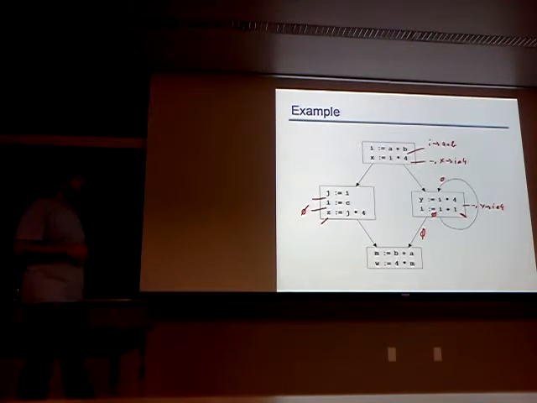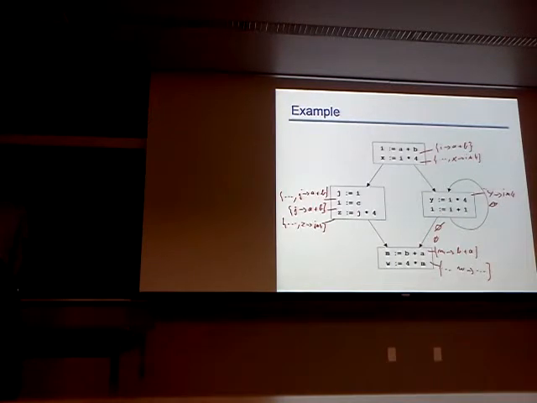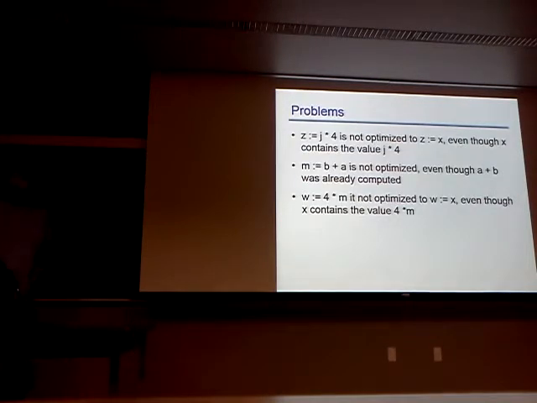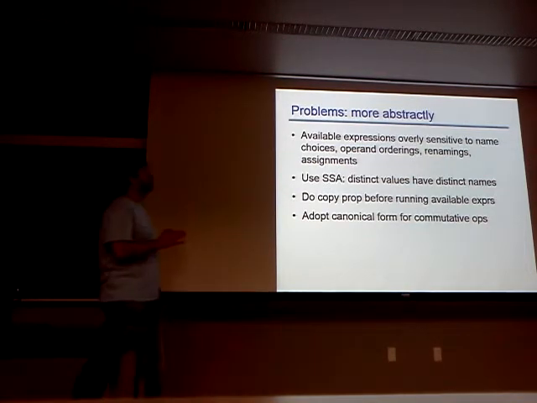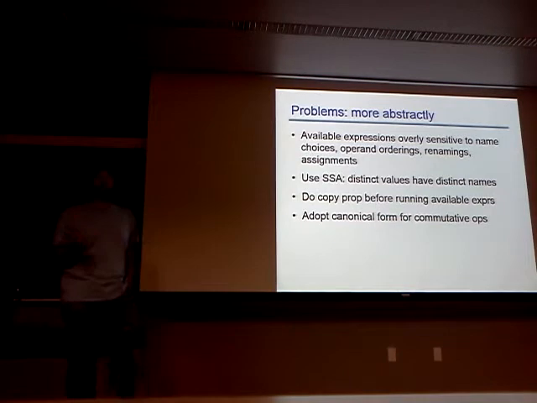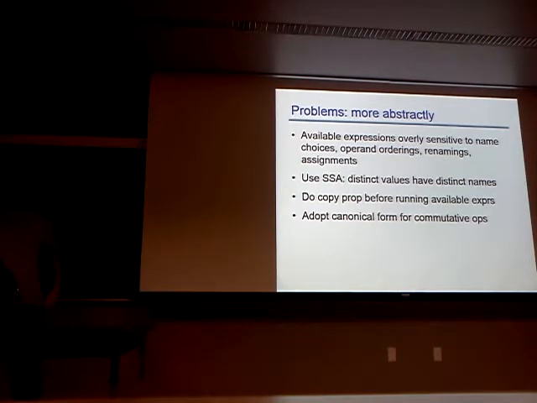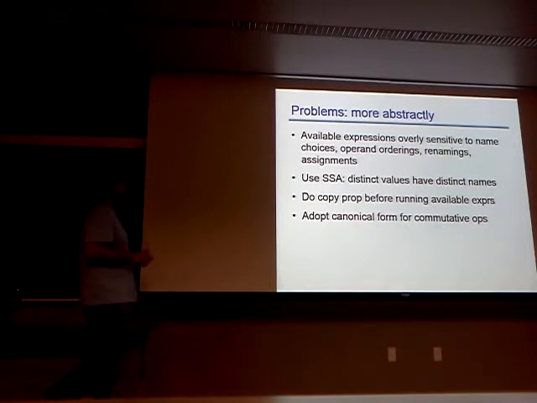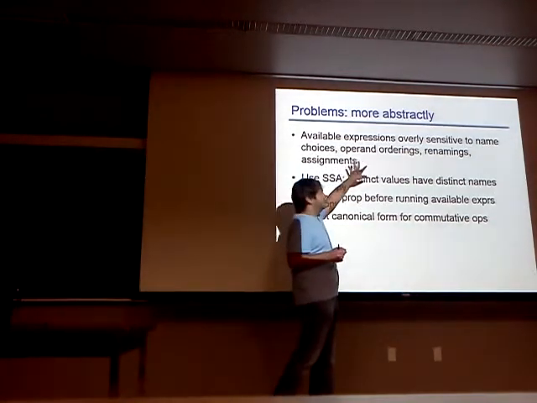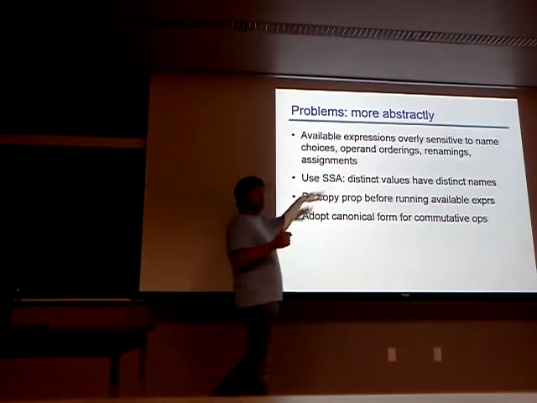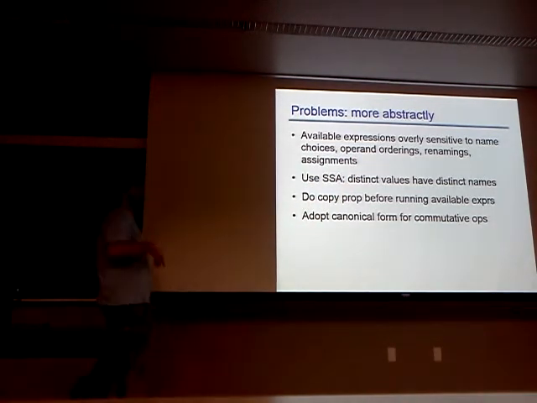And part of the problem here, if we take a step back, is that available expression is overly sensitive to the name choices, right? The variables have been named slightly differently. We might have been able to do a better thing. And we're also sensitive to assignments like copy propagation, right? Because we didn't see the copy propagation.